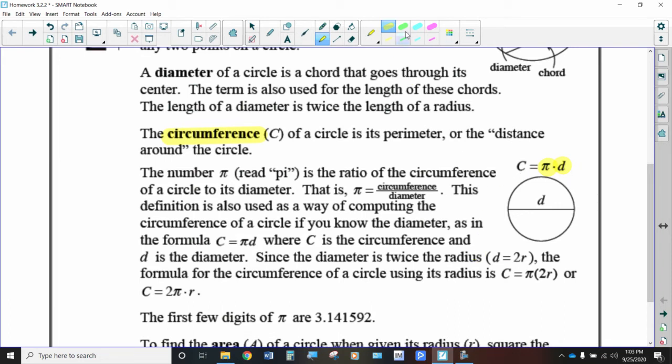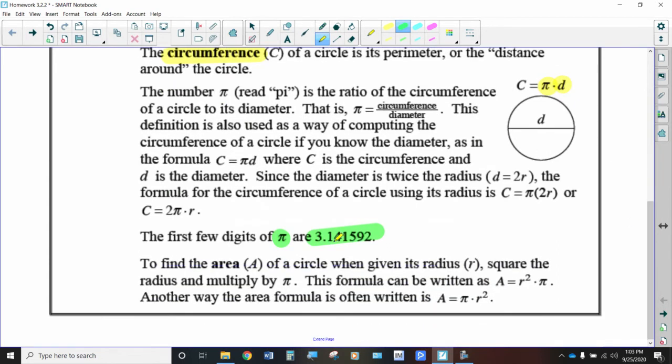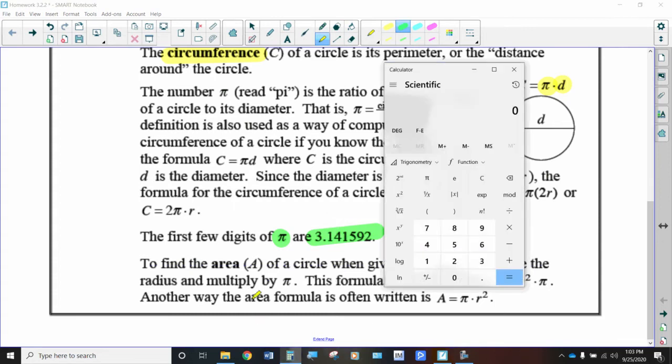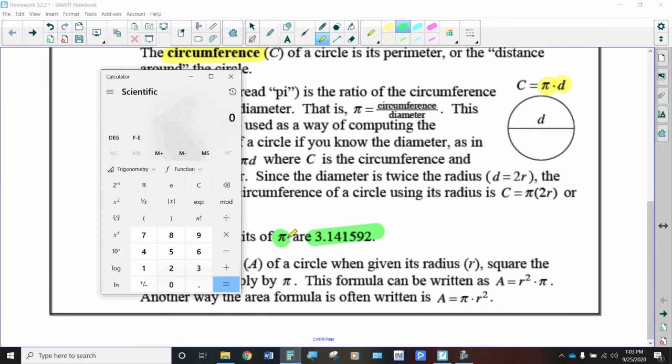Now, pi itself has a value, which is an irrational number, which we call 3.141592, but usually we round that off to 3.14. Now, you have a calculator that allows you to do this work for you. There's the pi button right there. So back in the old days, we would always round pi off to 3.14, then multiply it times the diameter.